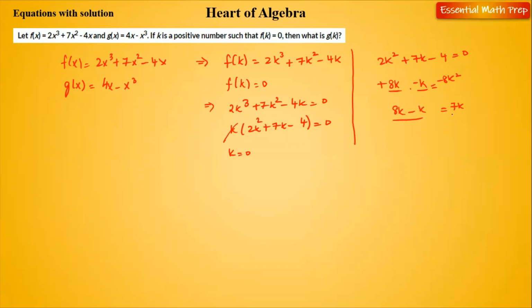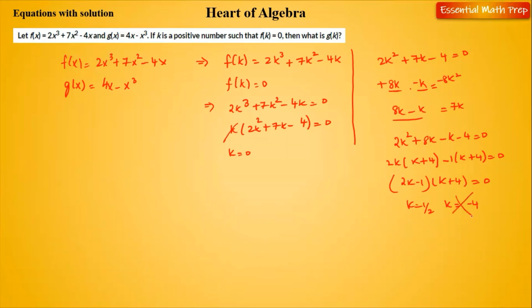So substitute this in place of 7k, which would give you 2k squared plus 8k minus k minus 4 equals 0. If you take 2k out of the bracket here, it's k plus 4. Minus 1 would give you k plus 4 equals 0. So it's 2k minus 1 times k plus 4 equals 0. So that means k equals 1/2 or k equals -4, but we're told k is a positive number, so k is not equal to -4, k equals 1/2.